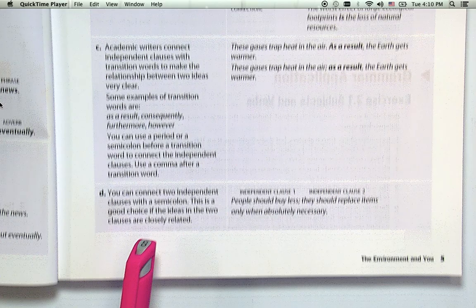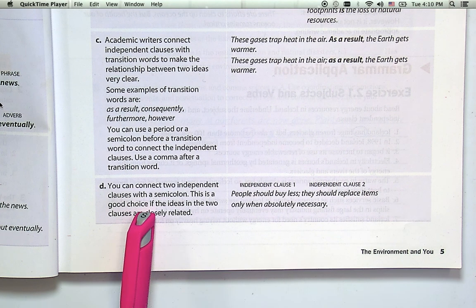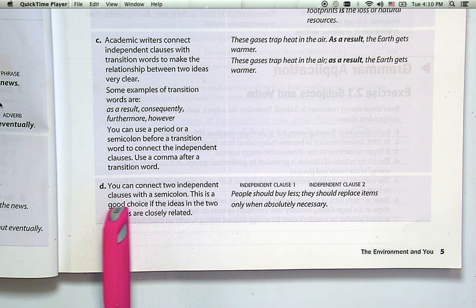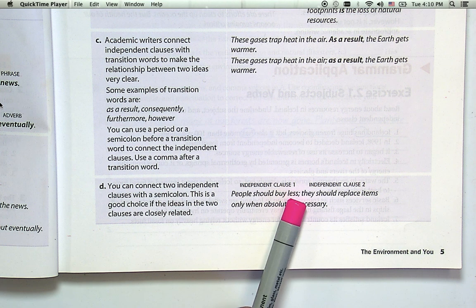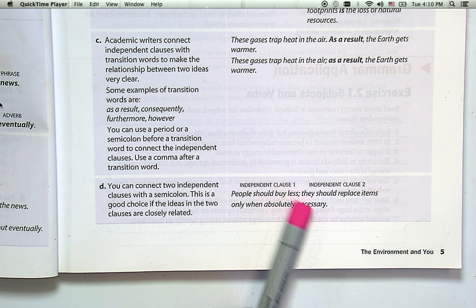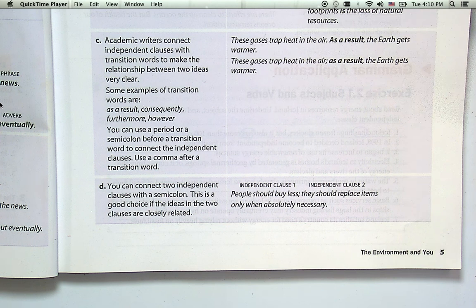Part D. You can connect 2 independent clauses with a semicolon. This is a good choice if the ideas in the 2 clauses are closely related. Semicolon. Again, many even native speakers really struggle to use semicolons correctly, so we're not going to spend a lot of time on this. It's an option if you want to do it, but if you use a semicolon, you must use it correctly.